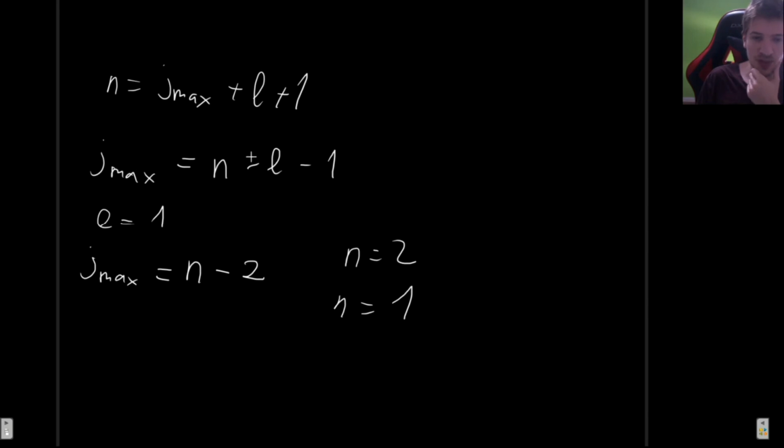But there is really no situation where n could be 0, because if n is 0 and L is 0, it's still going to be minus 1, which can't be. So n has to be at least 1. And it can also then be 2, 3, 4, and so on. Right? But it always has to be greater than L. So L can also be 1, 2, 3, and 4.